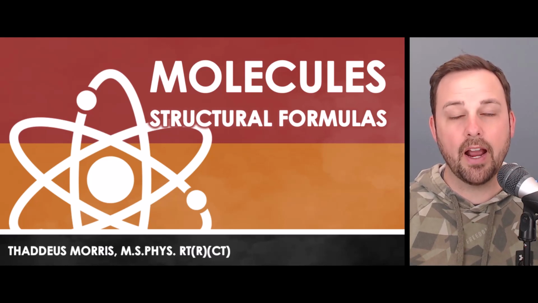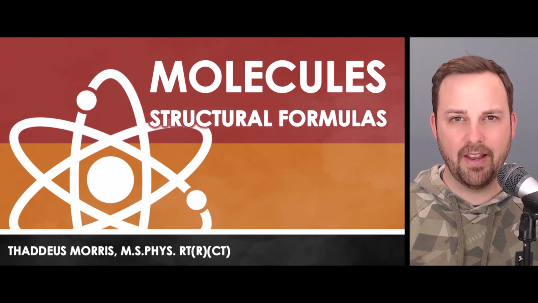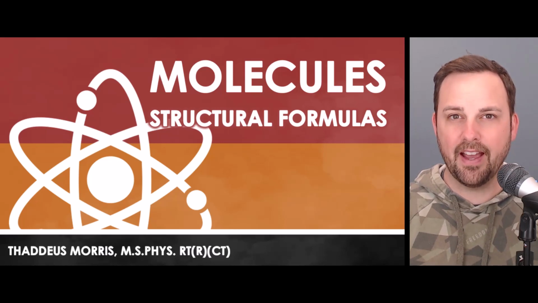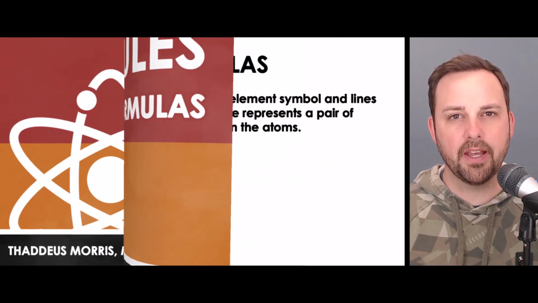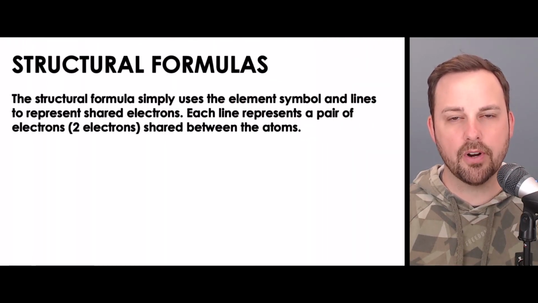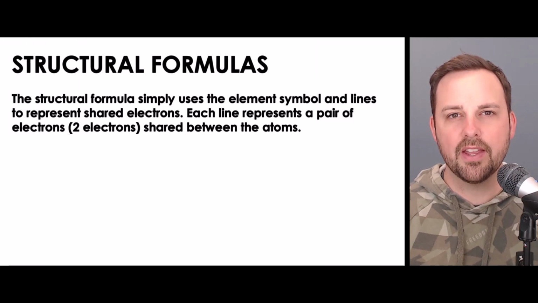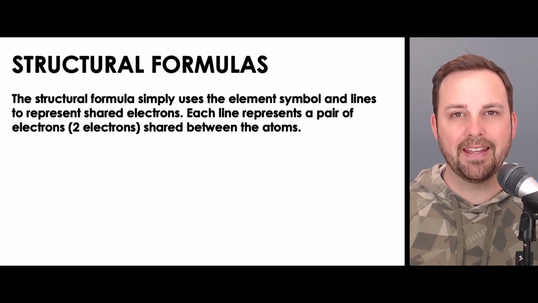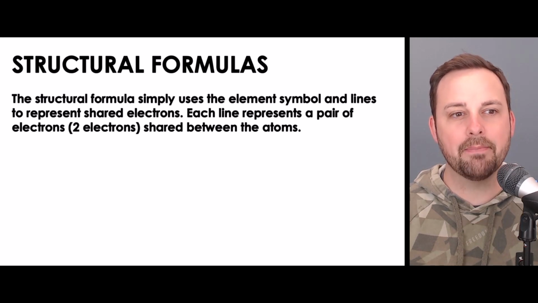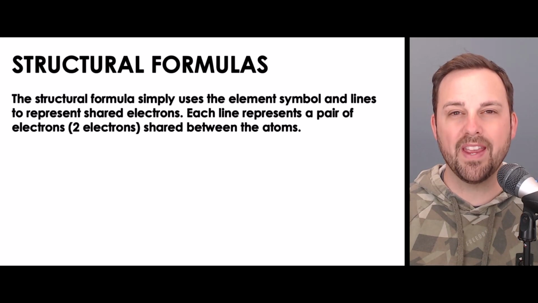You've seen before how we can draw molecules by including all of the electrons in the valence shells. If you're used to that, you'll like this method because it's much easier. So here's an explanation of what it means to draw the structural formula. The structural formula simply uses the element symbol, that's a letter, and lines to represent shared electrons. And each line represents a pair of electrons, so that's two electrons, shared between the atoms.